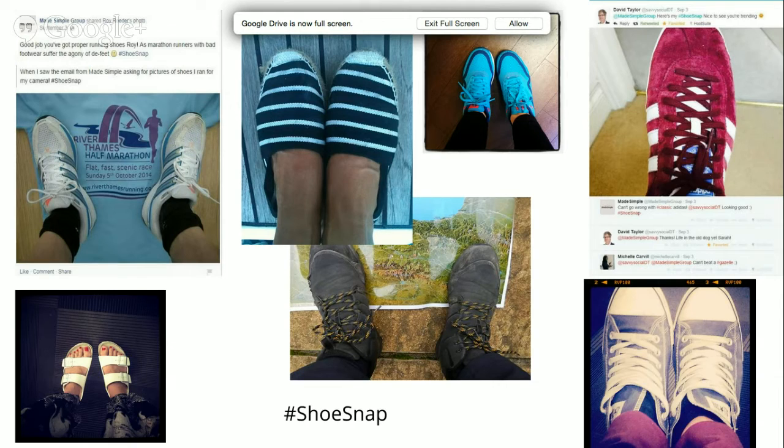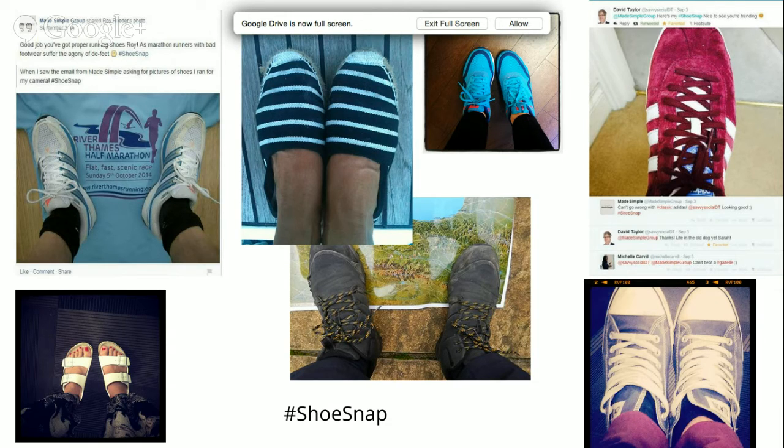So here you can see we created a hashtag for the campaign, hashtag #ShoeSnap. And here you can see just a sample of some of the shoes that were sent in to us. And you can see over here a quick message: good job, you've got proper running shoes, Roy. As marathon runners with bad footwear suffer the agony of defeat, hashtag #ShoeSnap. But we just had great conversations, lots of interaction.